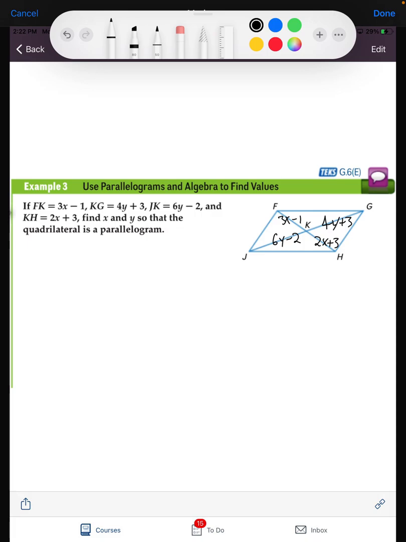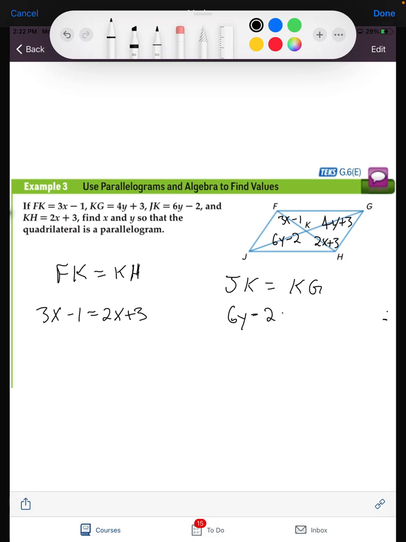So if it's a parallelogram, both of these lines are going to bisect each other. So our FK would be equal to KH, and JK is going to be equal to KG if this is in fact a parallelogram. So let's substitute in our equations for those. We have 3x minus 1 equals 2x plus 3. And then JK is 6y minus 2 equals 4y plus 3.